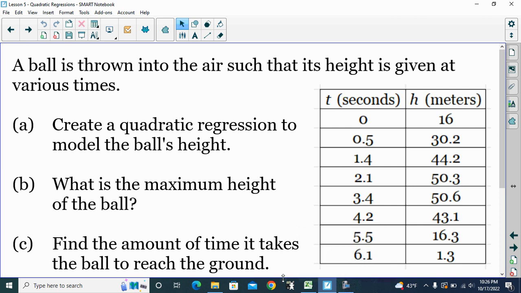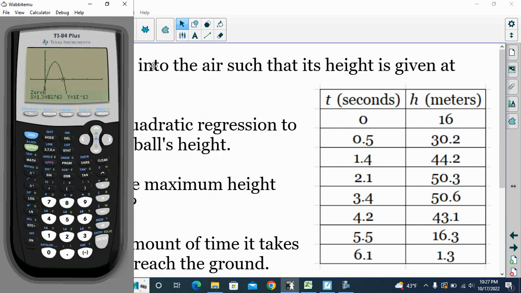So to create a quadratic regression equation, you're going to need your graphing calculator. Go ahead, get it out, turn it on. And we are going to enter our data into the graphing calculator exactly the same way that we did with a linear regression equation. So we go to Stat, Edit. If you have data in there, you need to clear it out.